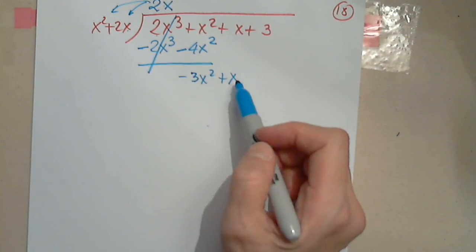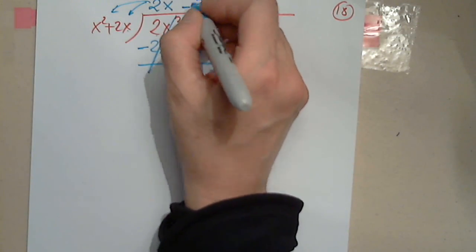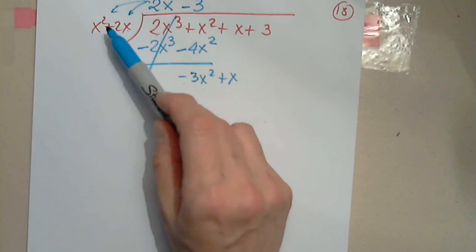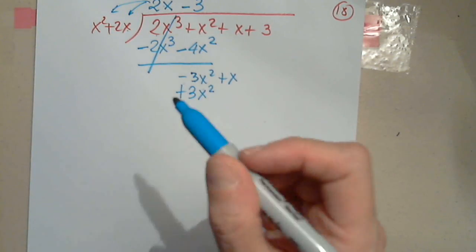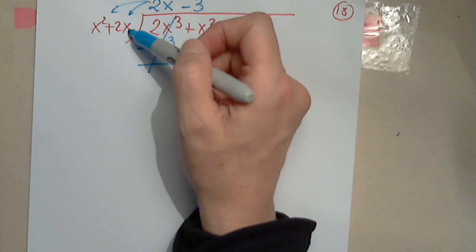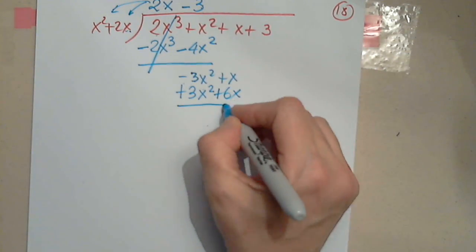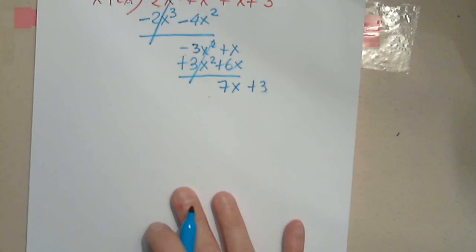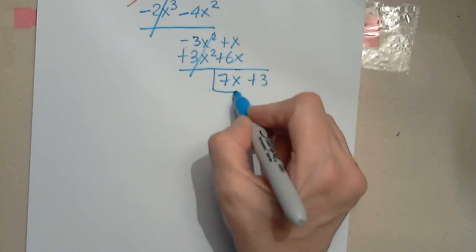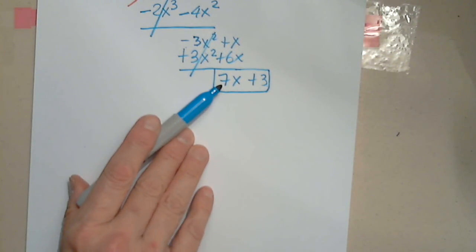So I bring down the next in line. X squared times what is negative 3x squared? I have negative 3. Negative 3 times x squared is negative 3x squared. I change the sign. Negative 3 times 2x is negative 6x, and I change the sign. 7x and plus 3, and this is it. Why? X squared doesn't go into 7x.